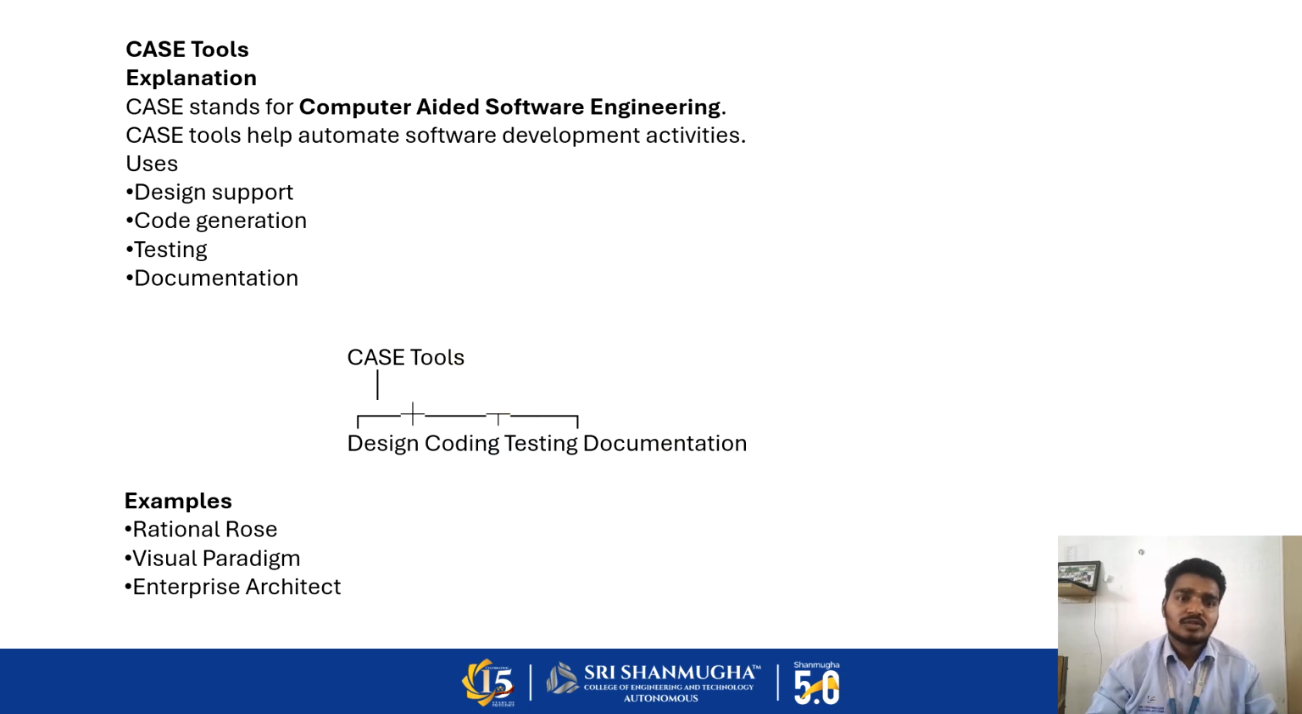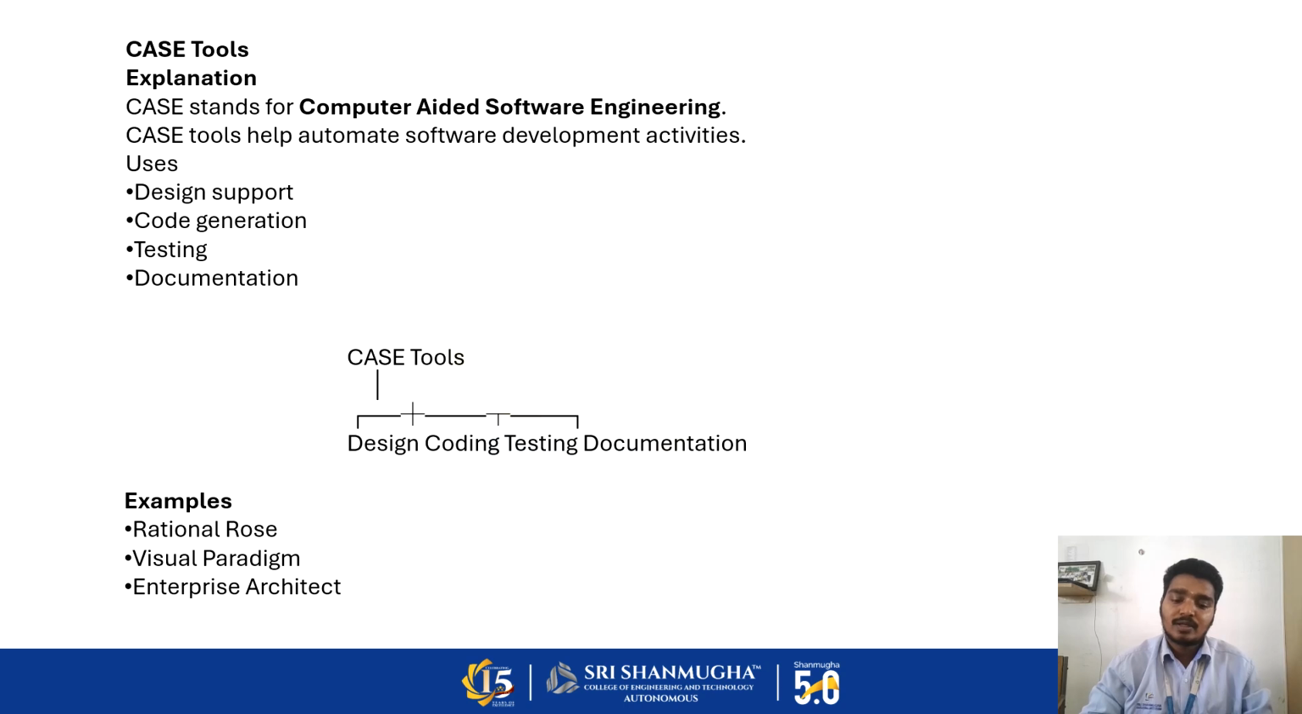Next are CASE tools. CASE stands for computer-aided software engineering. CASE tools help automate software development activities. They support designing, code generation, testing, and documentation. Designing is most important for requirement gathering. The requirement goes through the analysis process to support the designing. The design gives multiple modules for each subtitle. The code can be generated for the multiple modules, and the multiple modules can go for the testing process.